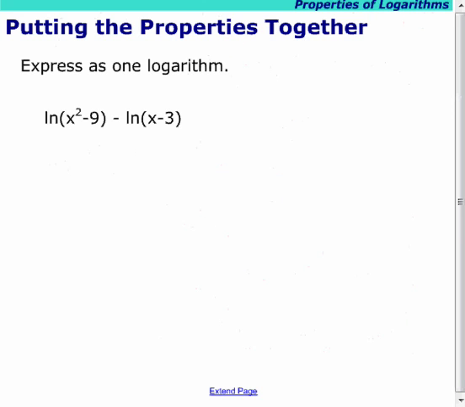Okay, now here's another one. Express this as one logarithm. Okay, so this is going back the other way. So I have it split apart and I have to put them back together. Well, I notice I'm taking the logarithm of this and the logarithm of this, and the operation in between is a minus. This must be the quotient law.